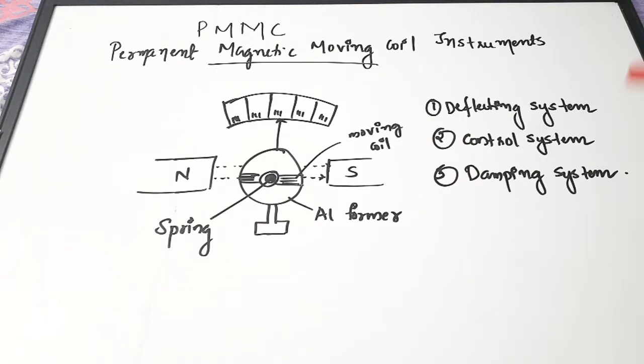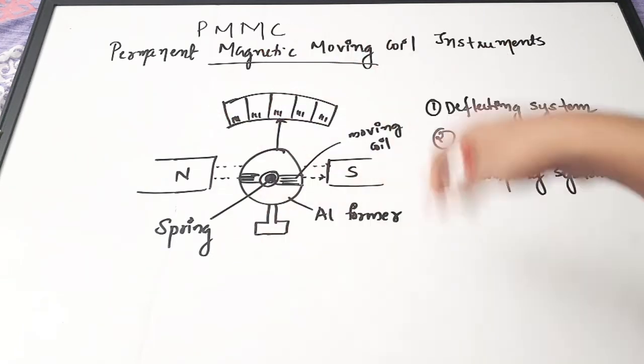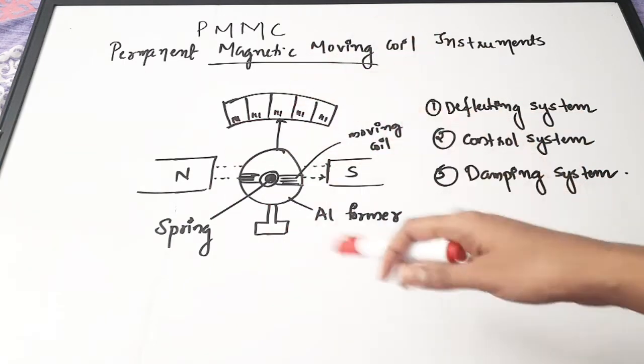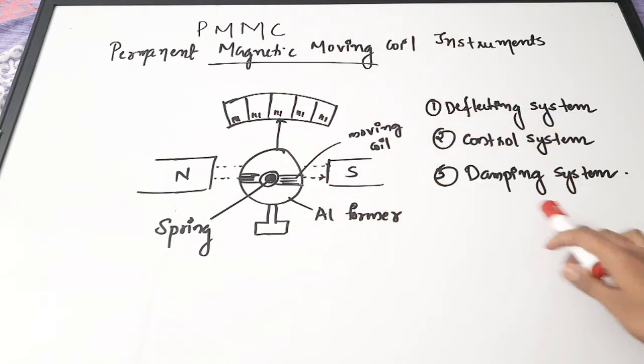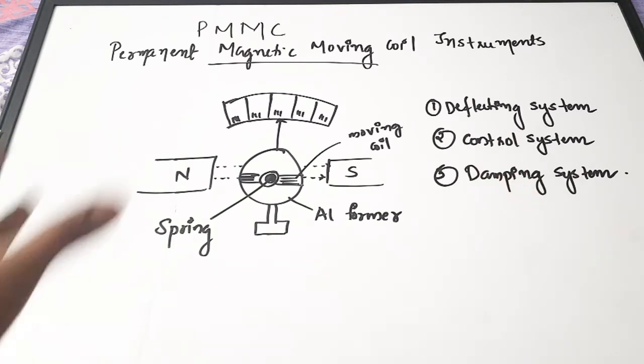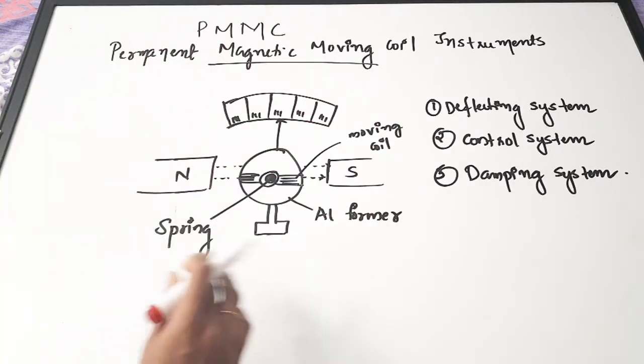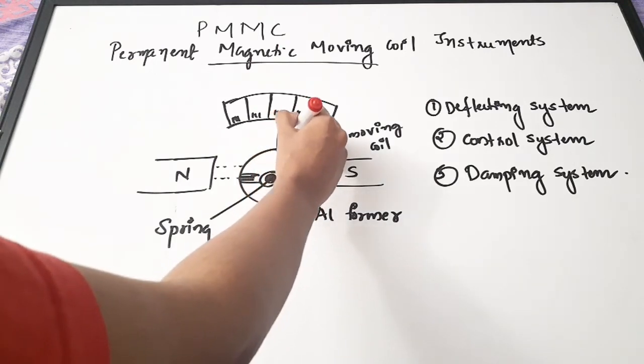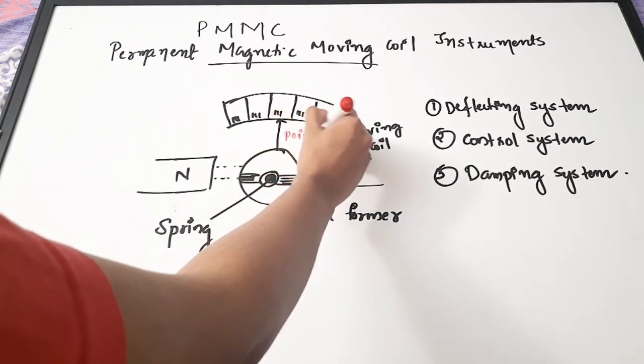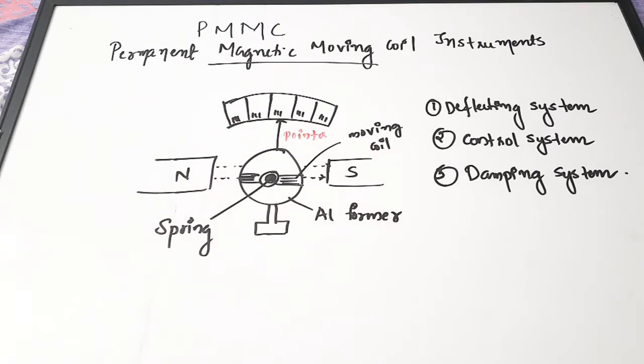That is, the deflecting system, which helps the instrument to indicate. Then there is the control system, which helps in controlling the equipment. And then there is the damping system, which helps bring the pointer back to the original position. This is the structure of a PMMC, and this is the pointer, which points towards the scale. Now let us see the systems one by one.